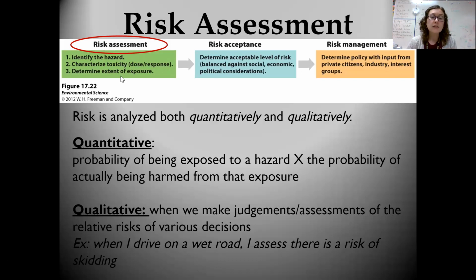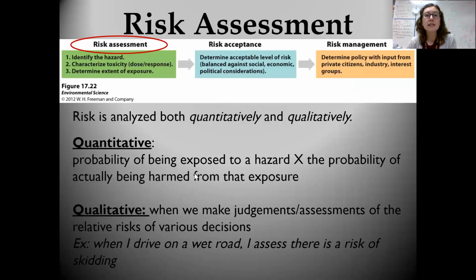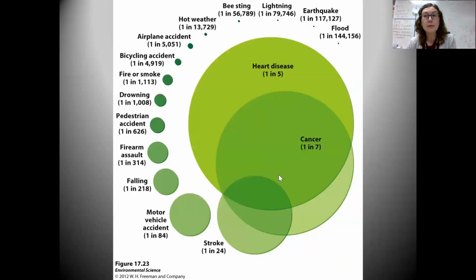Once I've assessed the risk, then I'm going to move on to risk acceptance. Oh, sorry, I forgot. This is some of that risk assessment, so actually getting that data. So this is all the likelihood that an individual could unfortunately be killed from this in their lifetime. This would be quantitative because it has to do with those numbers. And this is all used to help calculate my risk assessment, my probability of being exposed multiplied by the probability of actually being harmed.